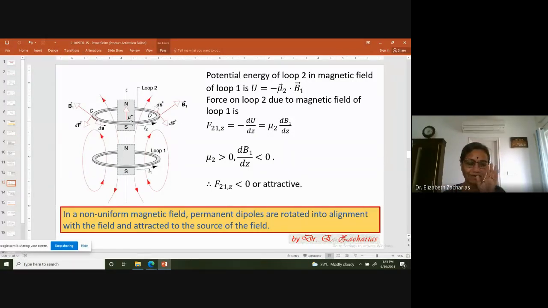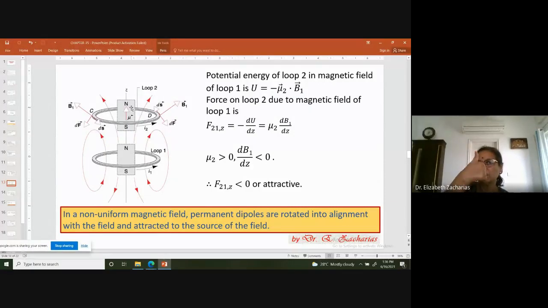Sorry, here I'm just getting confused. Loop 1 is not moving with respect to loop 2. Loop 1 and loop 2 are actually permanent dipoles. And you can see that loop 1 can be treated as a bar magnet with north up. Similarly, loop 2 can be treated as a bar magnet with the north pole up.